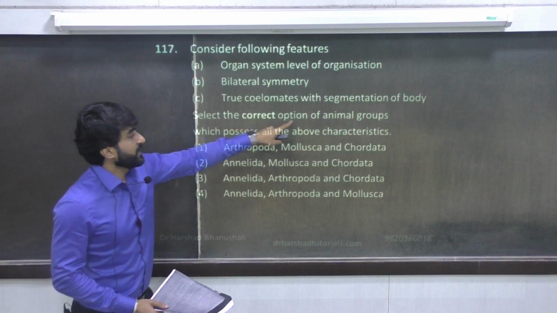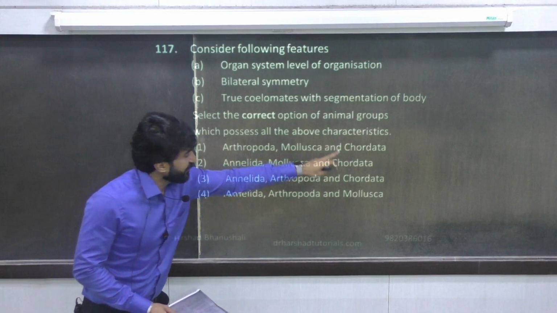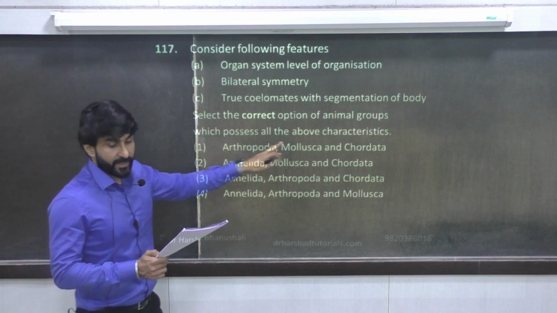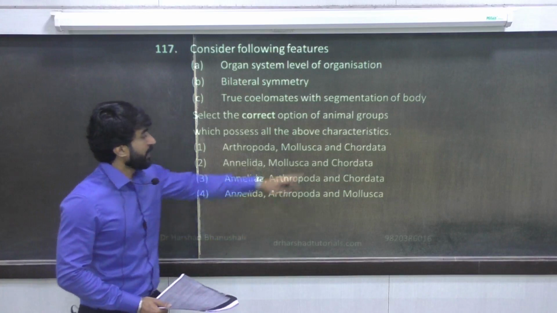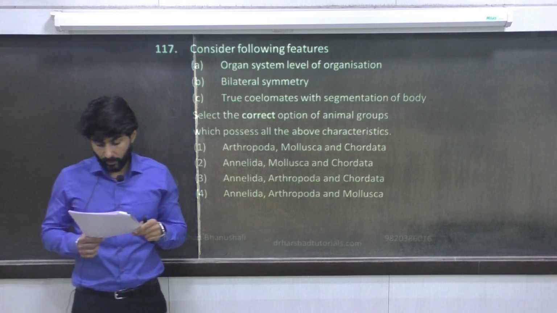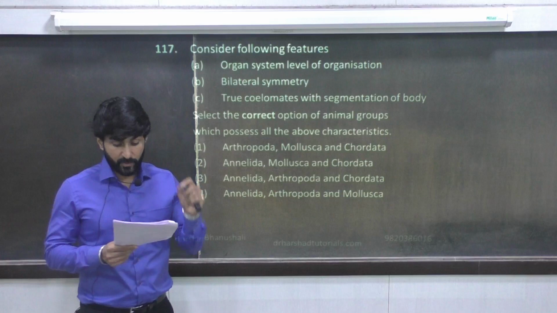Now in all options they have kept chordata. In the first three options, you have chordata which are there. If you see, they have said select the correct option of animal groups which possess all the above characteristics.